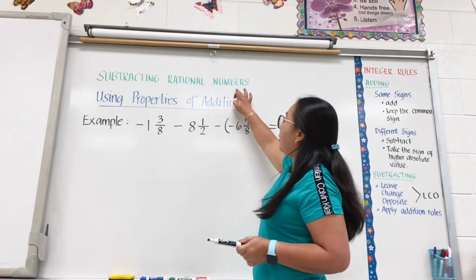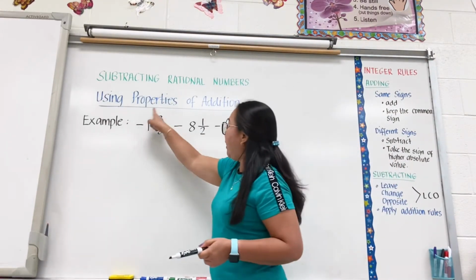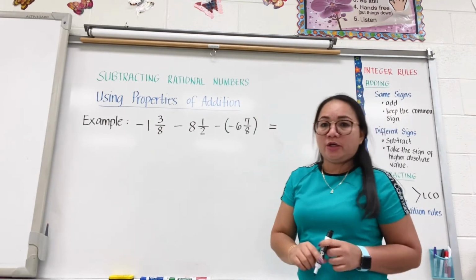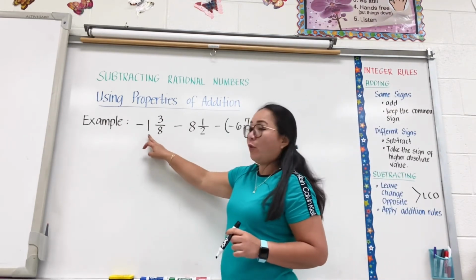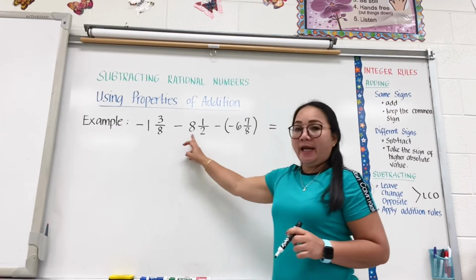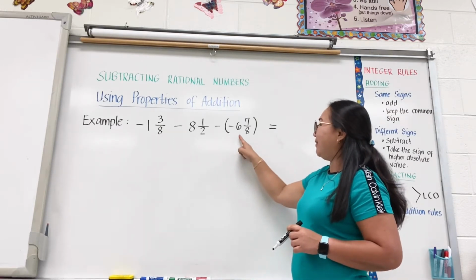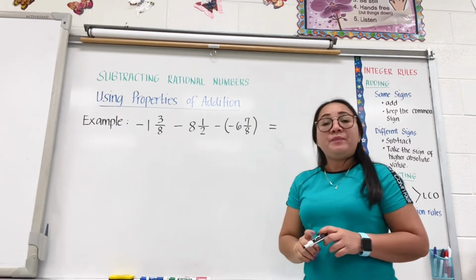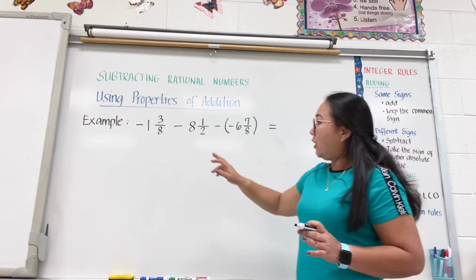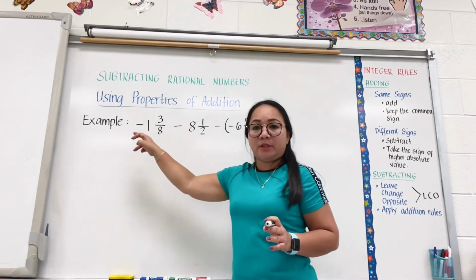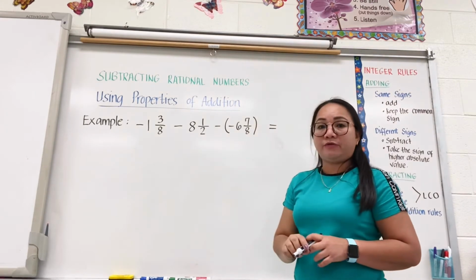Here, we will subtract rational numbers using the properties of addition. So we have your example, negative 1 and 3/8 minus 8 and 1/2 minus negative 6 and 7/8. So the first thing you will do is change all the mixed numbers into improper fractions.